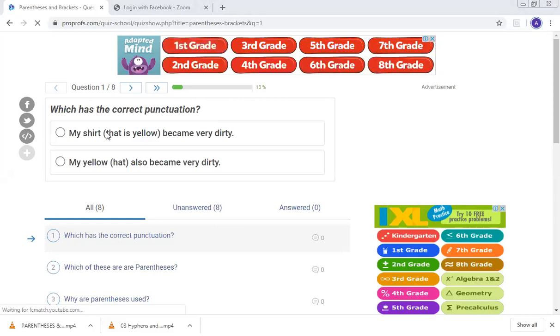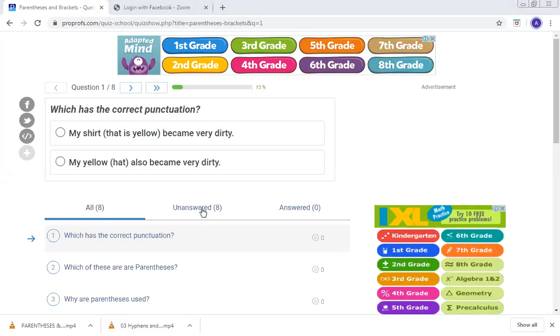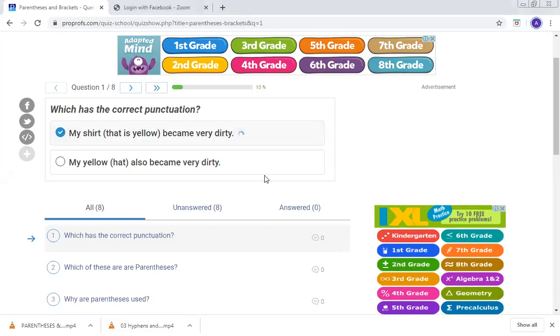Yes, Saleh? Which one has the correct punctuation? My shirt, that is yellow, became very dirty. The first one, A. Why, Saleh? Because it gives more information about the shirt. Okay.